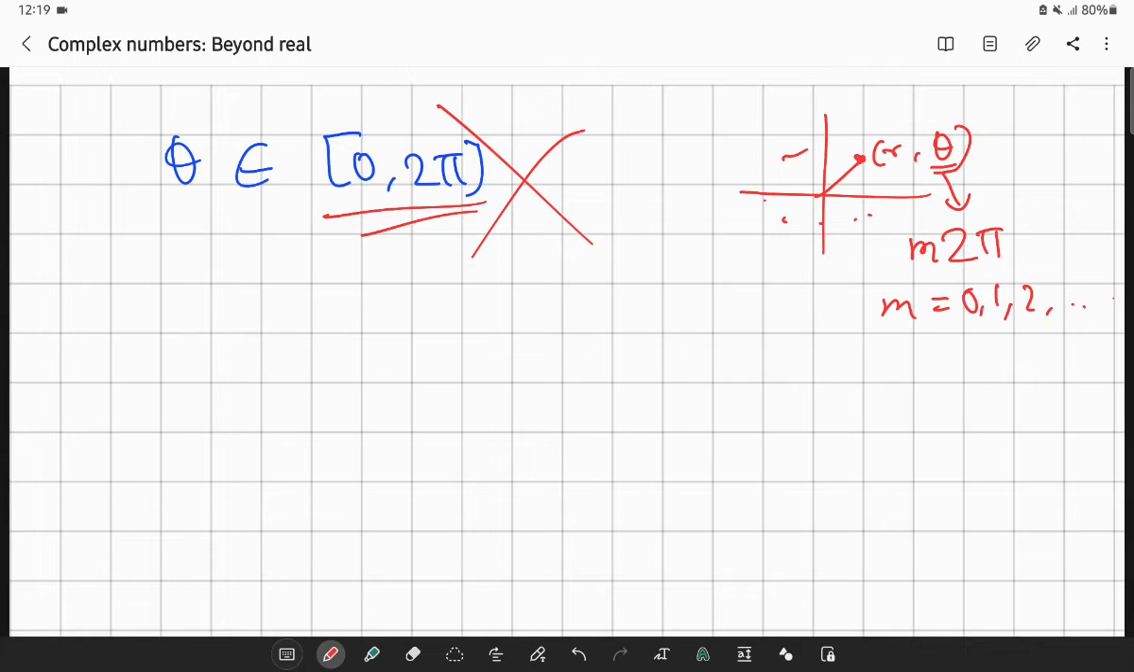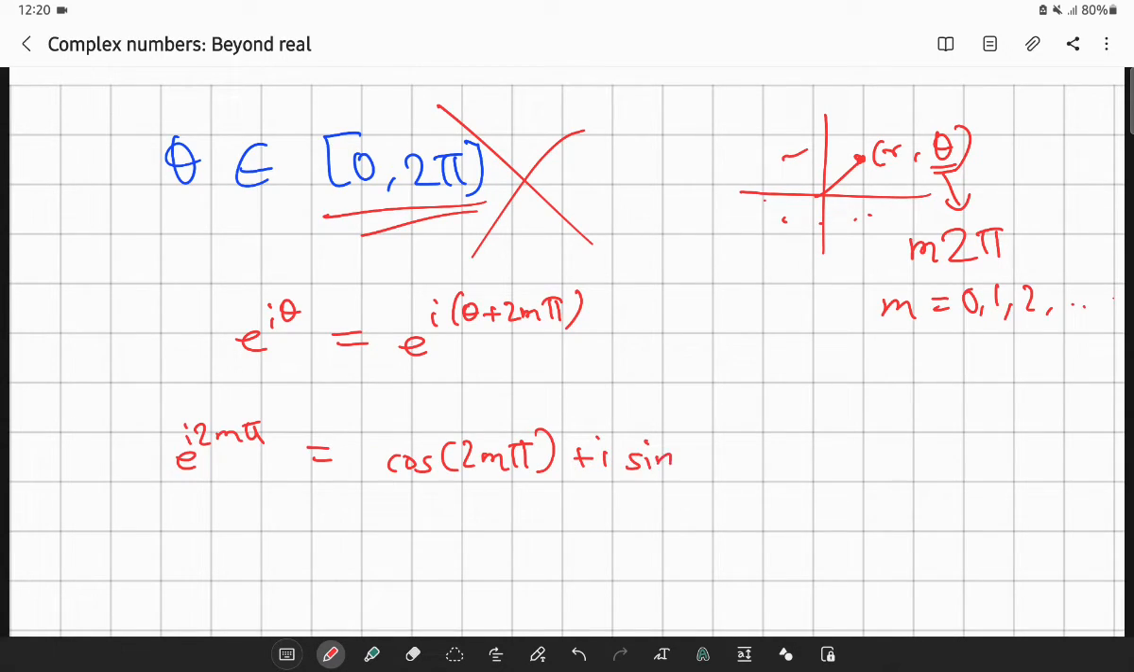So what I'm trying to say here is that if I have e raised to i theta, this will be equal to e raised to i times theta plus 2m pi. Or let me write it like this. So I have theta plus 2m pi, where m is an integer. Now what is e raised to i 2m pi exactly? We have cosine 2m pi, I am missing an i here, plus i sine 2m pi. What is this equal to?